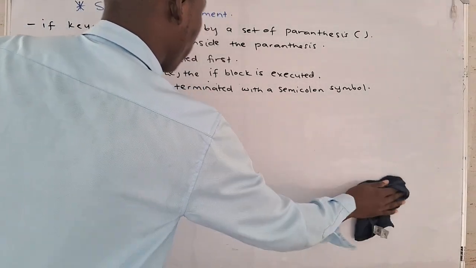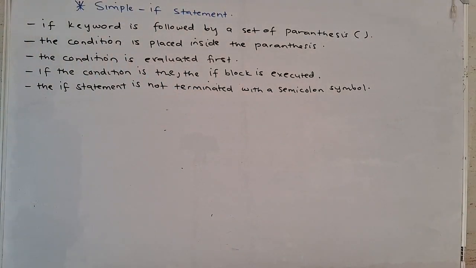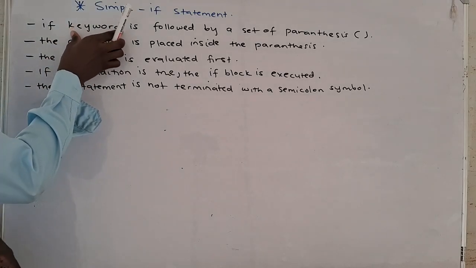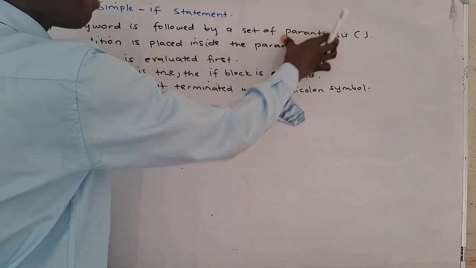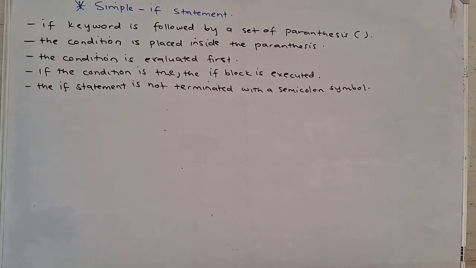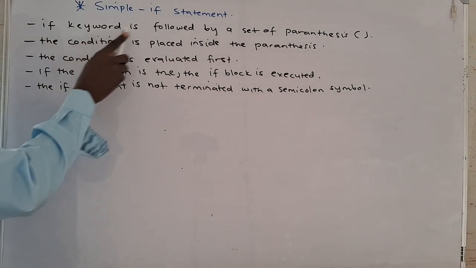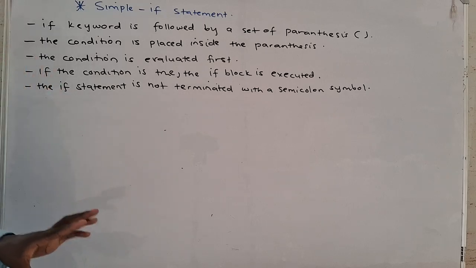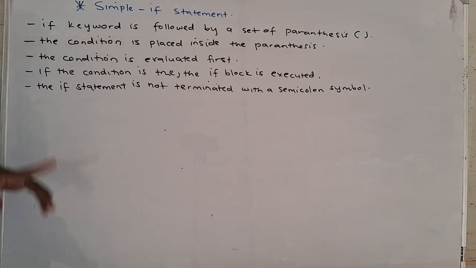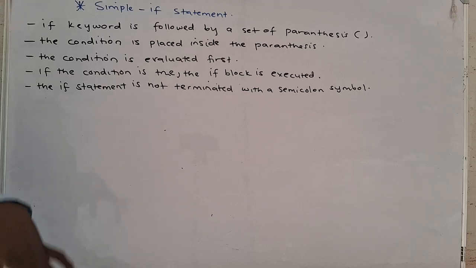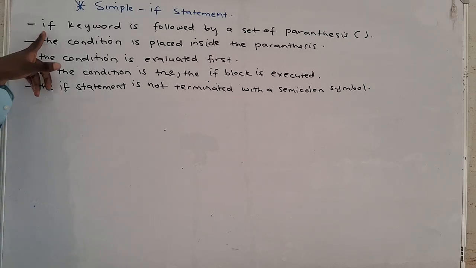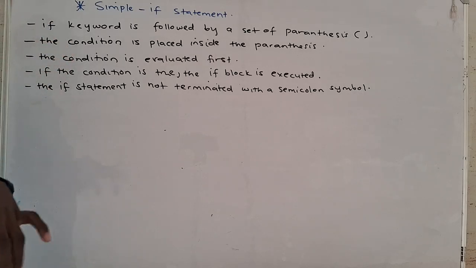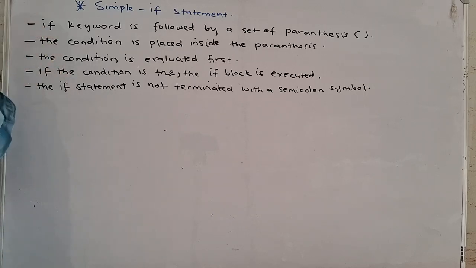the simple if statement. So this if is nothing but a keyword. This keyword is followed by a set of parentheses. Do you still remember what a keyword is? Keywords are reserved words in C programming that have specific meaning. These keywords are written in small letters. Remember, C programming is case sensitive. So if you write a capital letter I, then it will be something else.